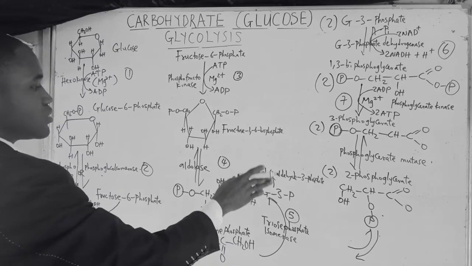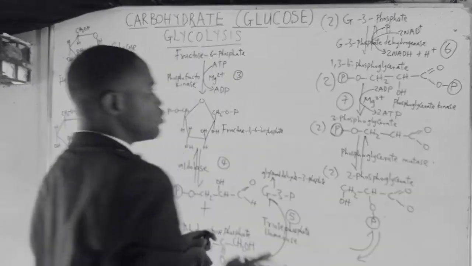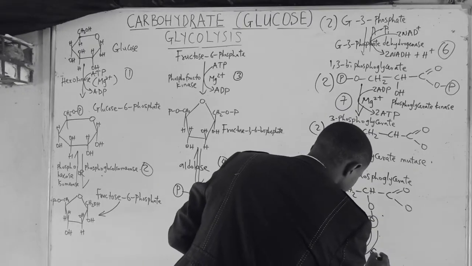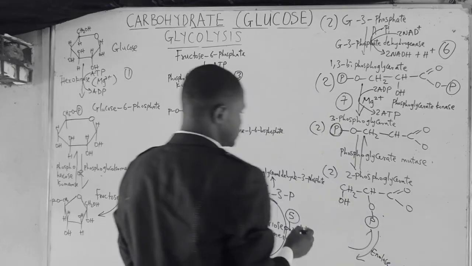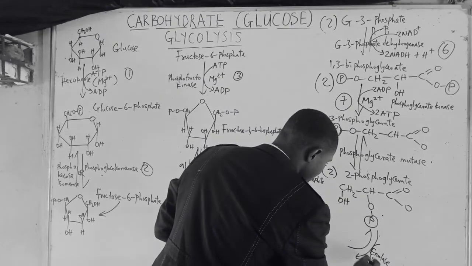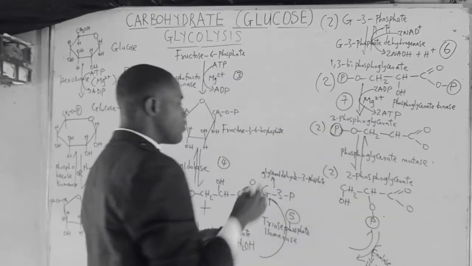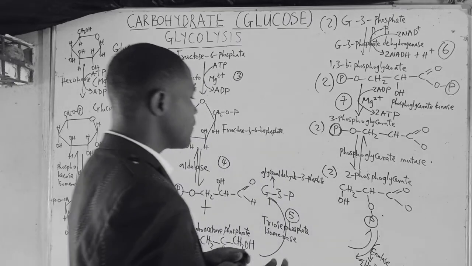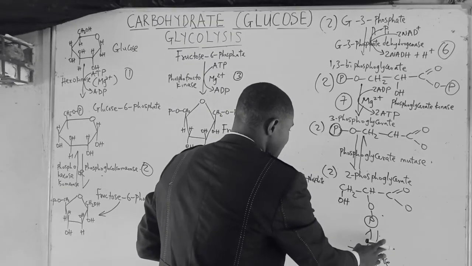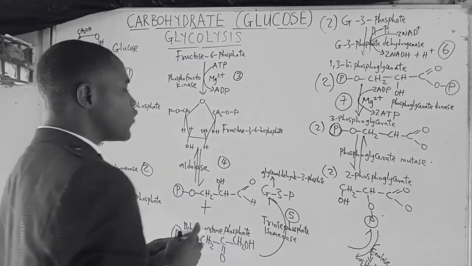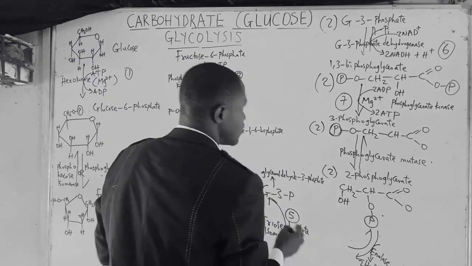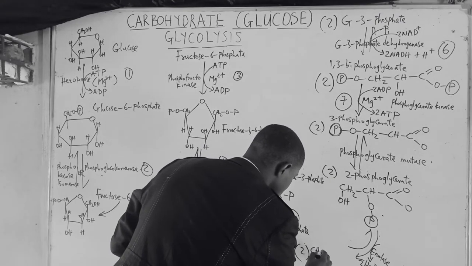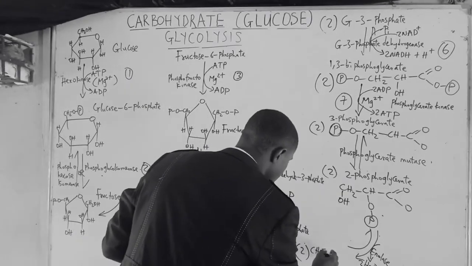Once this breaks down, it will break down by an enzyme called enolase, and there will be production of water in this reaction. Once it breaks down by this enolase, we'll have phosphoenolpyruvate. And what is the structure? 2-phosphoenolpyruvate.